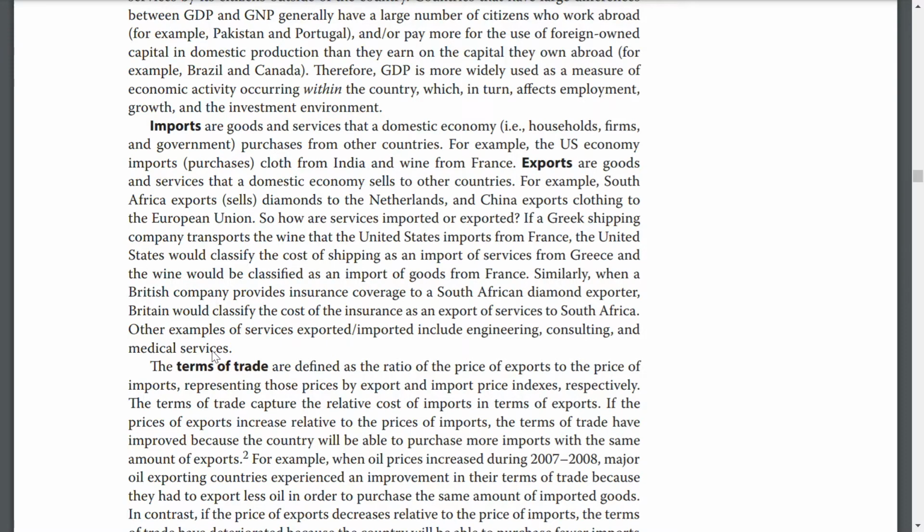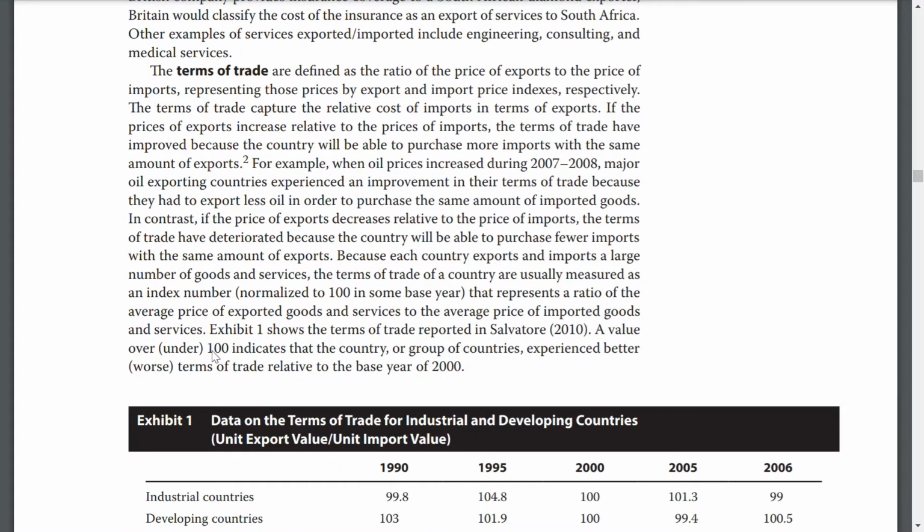The terms of trade are defined as the ratio of the price of exports to the price of imports, represented by export and import price indexes respectively. The terms of trade capture the relative cost of imports in terms of exports. If the price of exports increases relative to the price of imports, the terms have improved because the country will be able to purchase more imports with the same amount of exports.